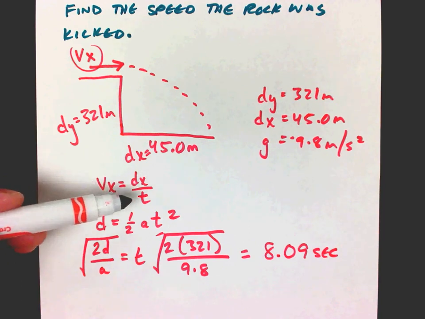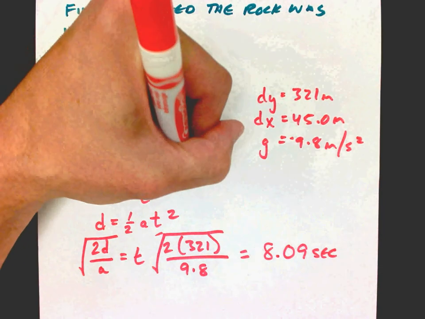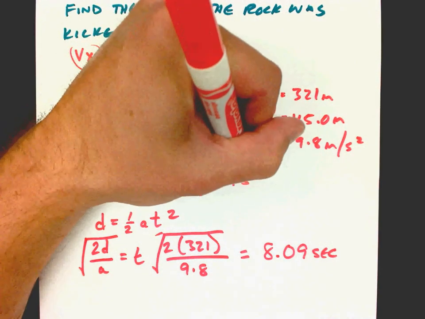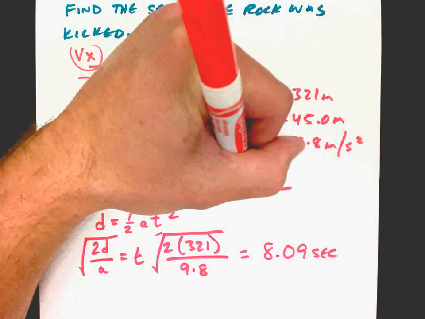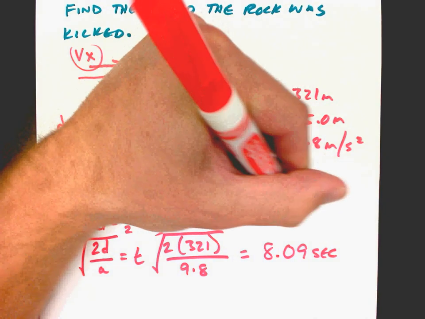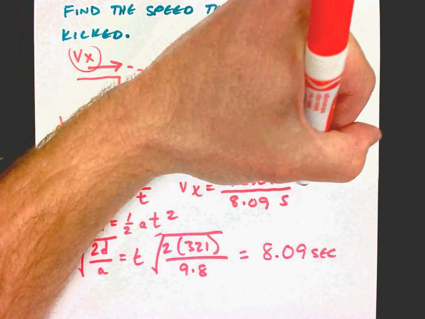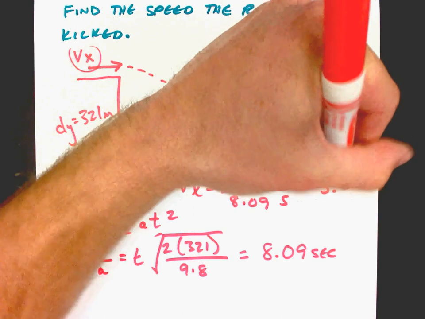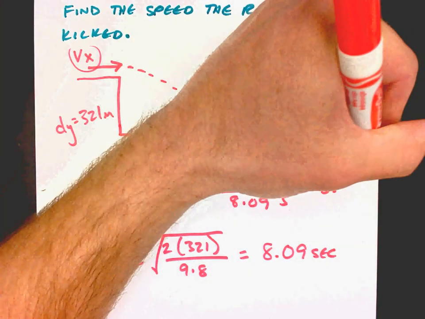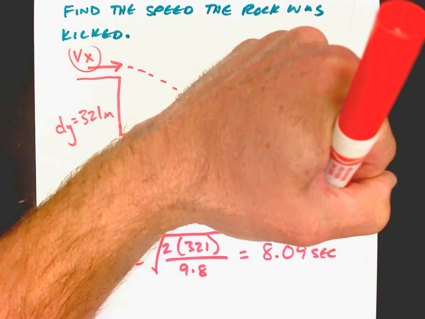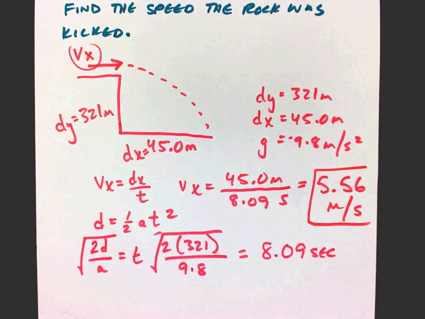So we're just going to plug in numbers. And let's set this up. So I am getting a launch speed of, and I think everything was in 3 sig fig form, there is our launch speed, 5.56 meters per second to get that thing out 45 meters.